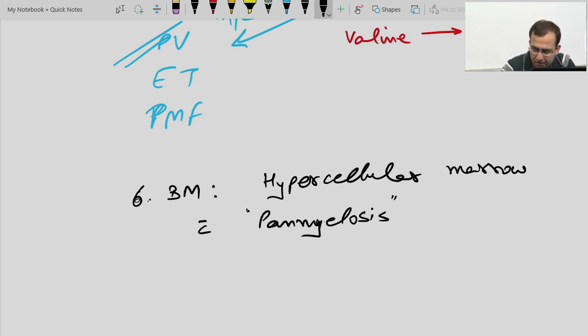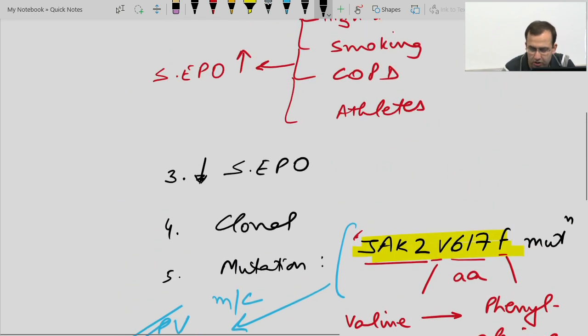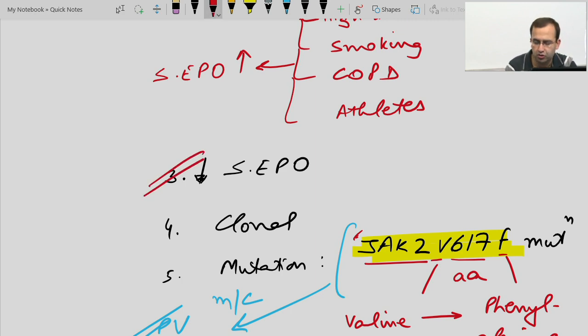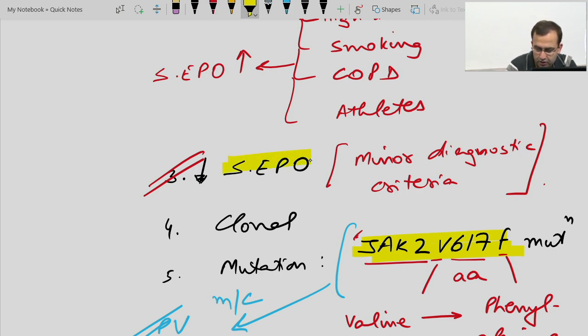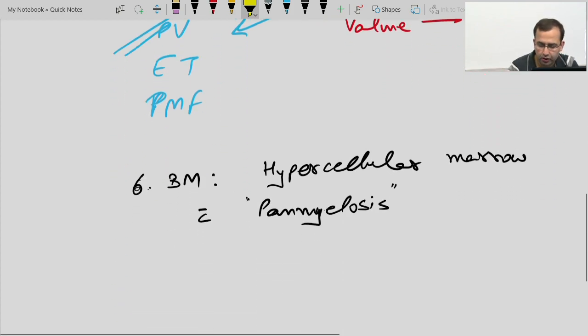This finishes PV. An additional point is, we have already seen that PV is associated with reduced serum erythropoietin. Point to be noted here is, this is a minor diagnostic criterion in PV. This is not a major criterion. Done. This takes care of question 41.